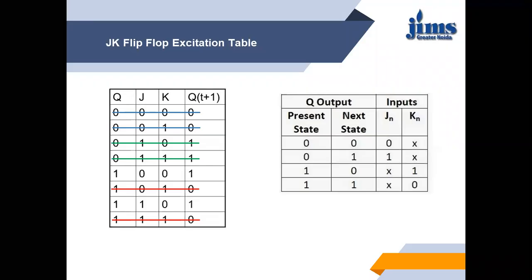So you can see that J is don't care, K is 1. And the rest, whenever present state is 1 and the next state is 0, we find J is don't care and K is 0. So this is how we can derive the excitation table. You just have to look into the characteristic table, and you can find out the excitation table. And the excitation table you have to remember all the time when you are going to design the circuits with the help of flip-flops.